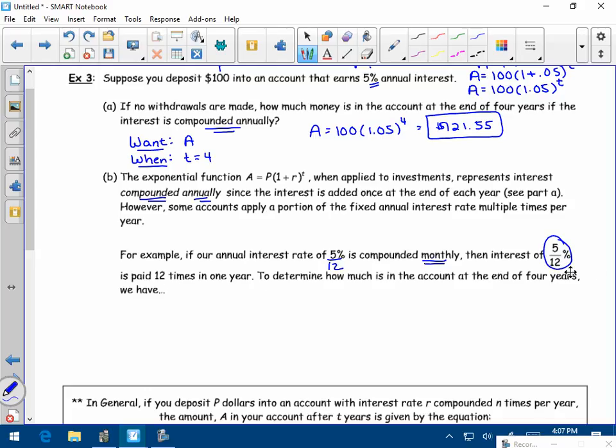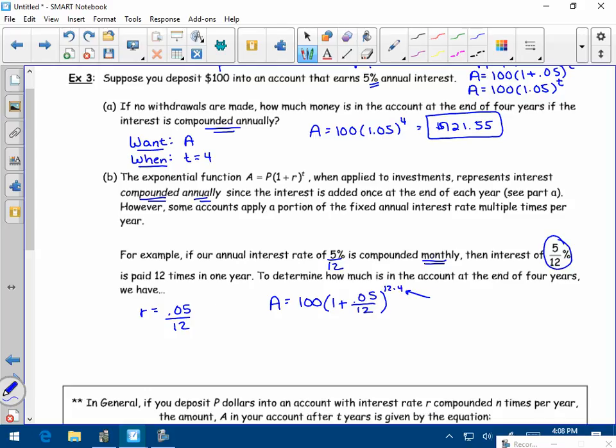So if I wanted to see how much was in the account now, I would still use a similar idea, but now my rate is 0.05 divided up by 12 months. So now A is going to be 100 times 1 plus 0.05 over 12. And it's also not just 4 anymore. So after 4 years, I'm not getting this rate added in only 4 times. I'm getting it added in 4 years, 12 times each year, because it's monthly. So the number of times I'm really getting this interest is 12 times 4.